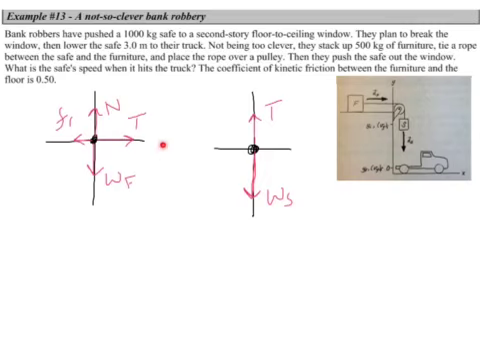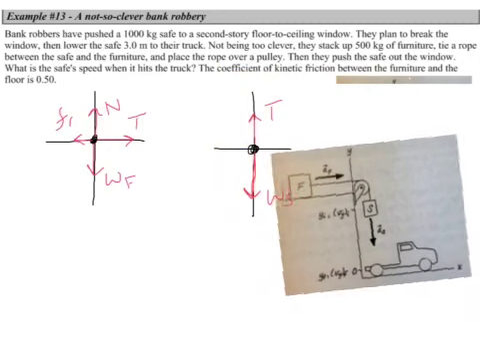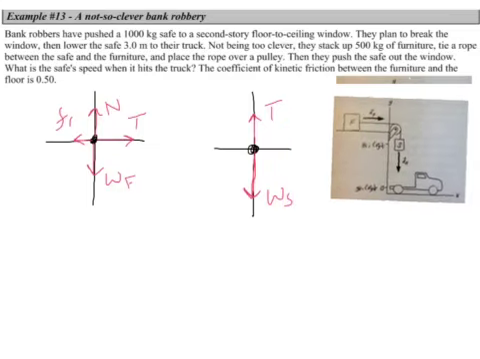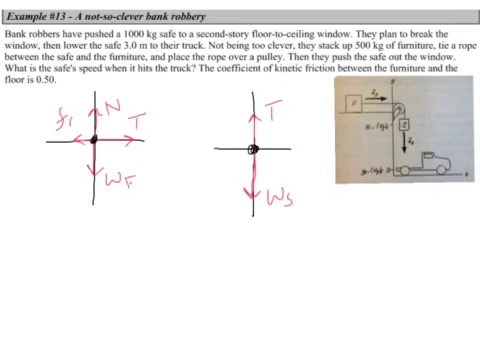So right here we've got the furniture with its tension, weight, normal force, and friction. And here we've got the safe with tension and its weight. Now, in this situation, this furniture is going to accelerate off to the right, while the safe will accelerate down. Both of them are going to accelerate at the same rate, meaning our accelerations are constrained to act in equal magnitude. Okay, if we assume that we got a massless and frictionless pulley and a massless rope, then our tensions are going to be the same as well.